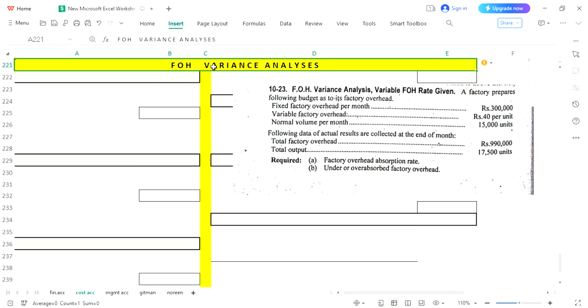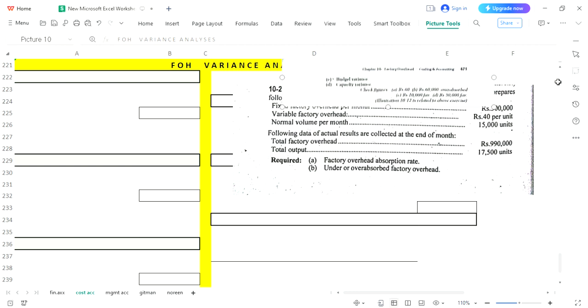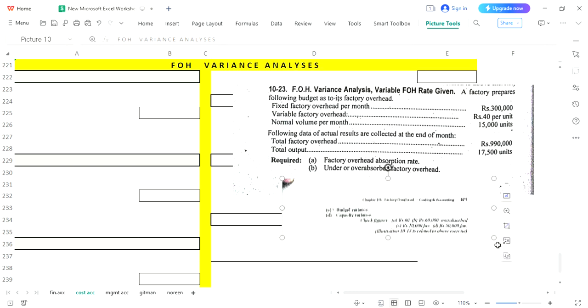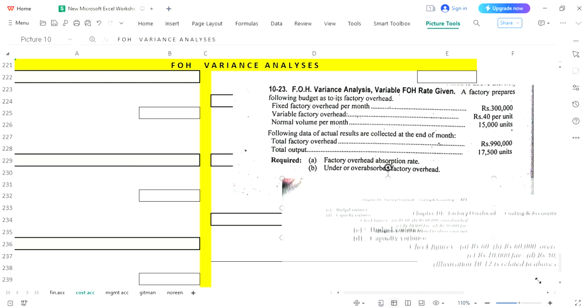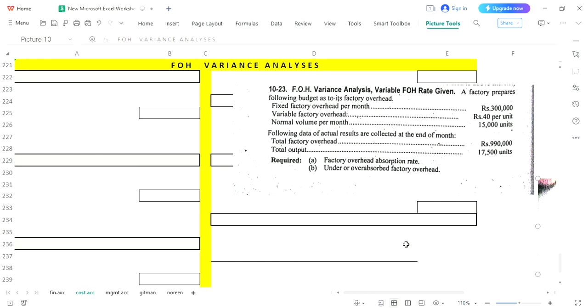As usual, first we will see what our requirement is. You can see over here absorption rate is needed, over applied is needed, and some part of this question is present on the next page. It is a little blur but unneeded because nothing is written over here, just requirement. The second requirement is your budget and capacity variance, means the same procedure is going on. We will be focusing upon the question. Three variances are needed to be calculated.